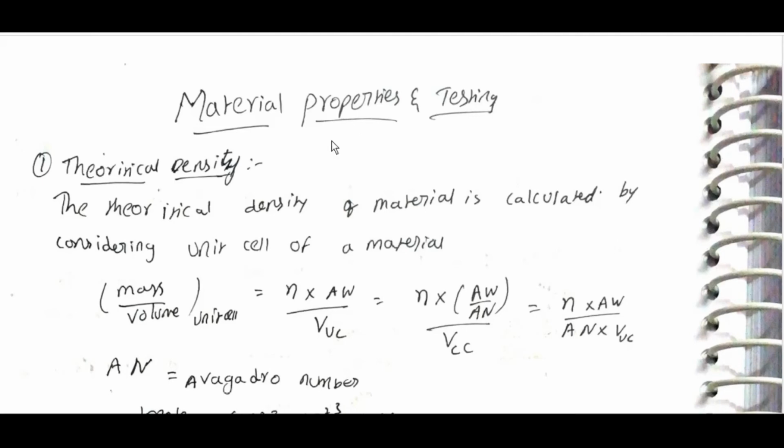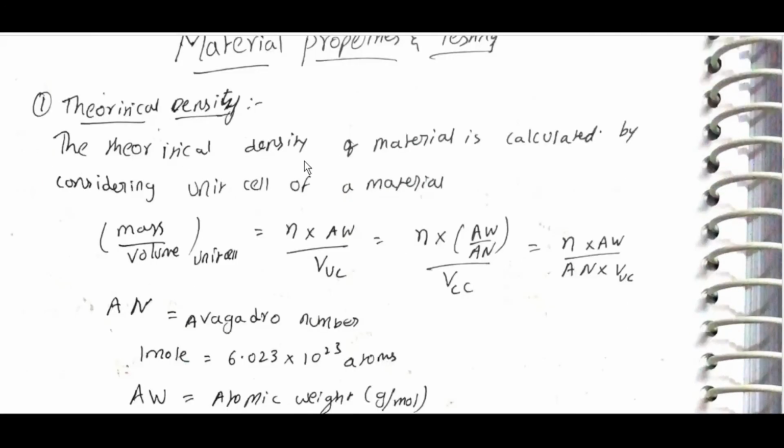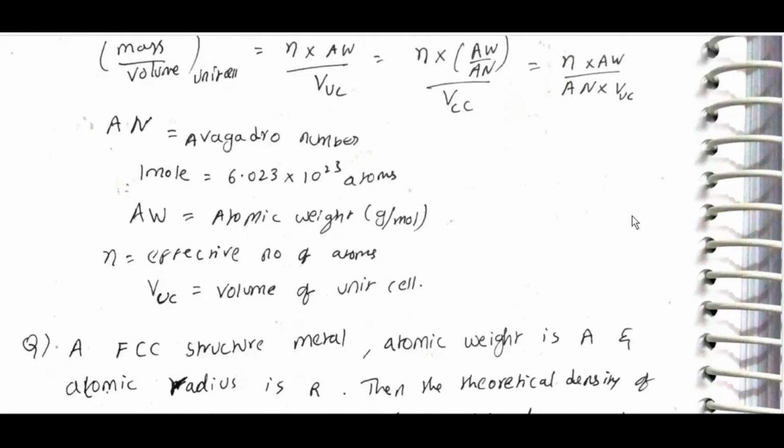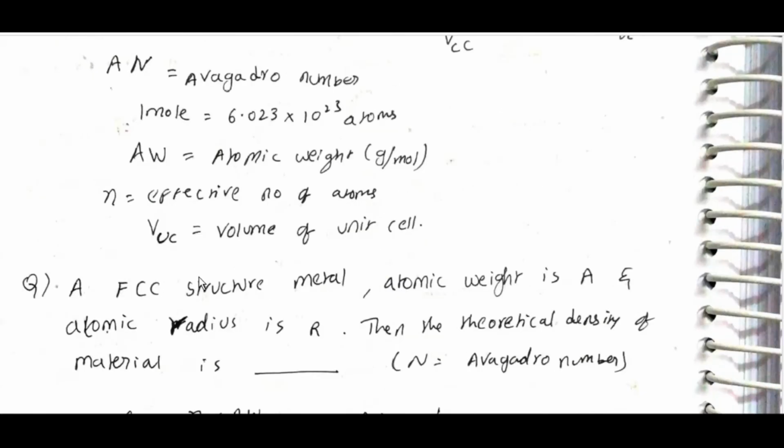Material properties and testing. Theoretical density. The theoretical density of a material is calculated by considering unit cell of material. Mass by volume of unit cell is equal to N into AW by VUC, which is equal to n into AW by AN into VUC. AN is equal to Avogadro number, 1 mole is equal to 6.023 into 10 power 23 atoms. AW is equal to atomic weight. n is equal to effective number of atoms. VUC is equal to volume of unit cell.